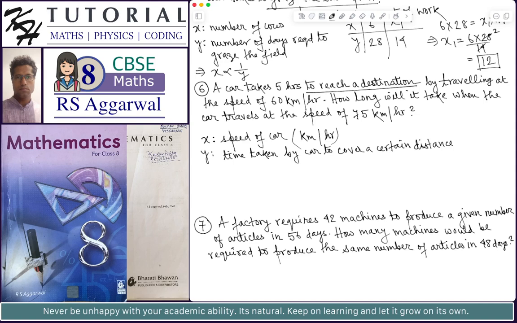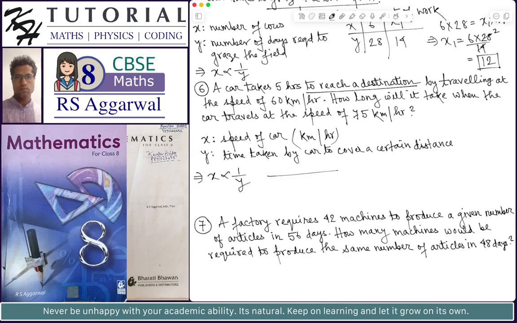So in this case, now we can say that X and Y will vary inversely. When the distance covered is kept fixed, then the speed of the car and the time taken to cover that distance with that speed, these two quantities are always inversely related.